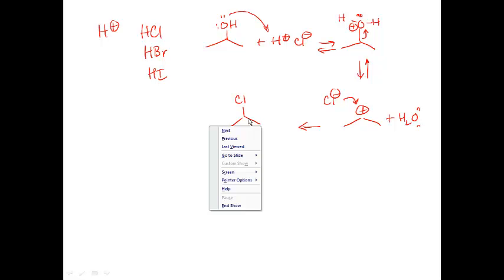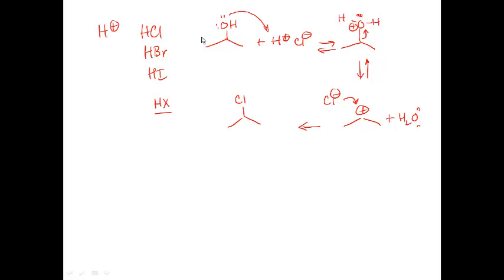So if you think about this, if I want to substitute for an OH group, I just need to add HX: HCl, HBr, or HI. First, I need to protonate this OH group. The OH group won't leave on its own. So if I took isopropyl alcohol and just reacted it with chloride, I would get no reaction because the OH group isn't a strong enough leaving group to leave on its own. I need the presence of the acid to do this reaction.